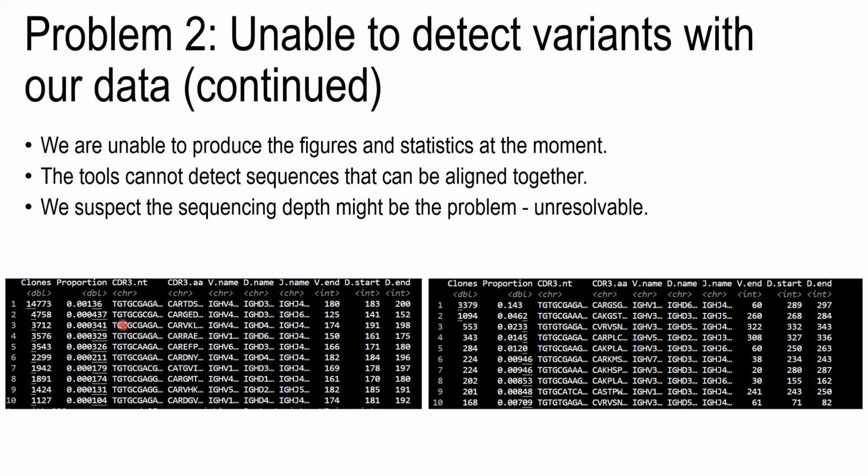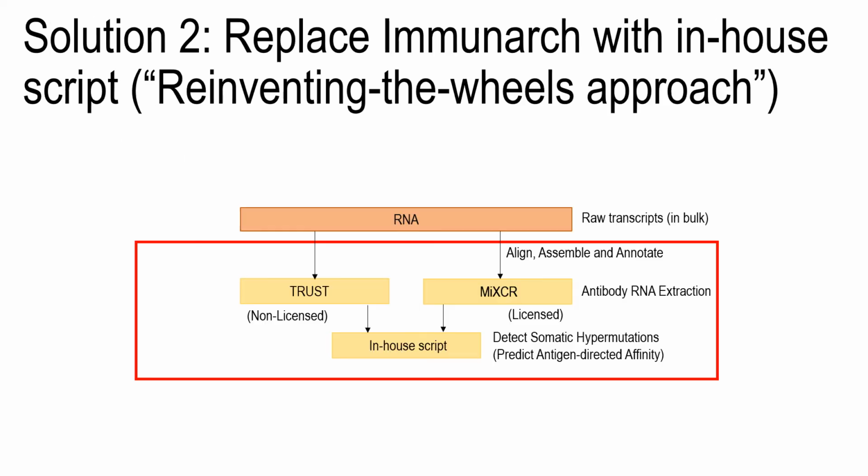And you can see that in these tables over here. The first one is the test data that ImmuneArc presents, and you can see that the first clone has around 15,000 clones within it. And this is our data, which only has around 3,000 at best. So I think that's why it's not working. Kind of in a sticky situation.